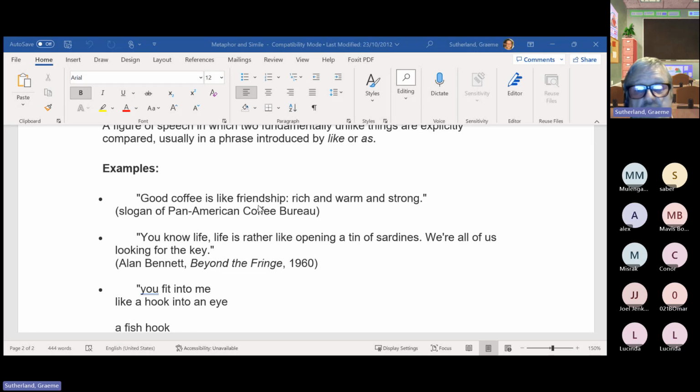You could say good coffee is rich and warm and strong. But they've said good coffee is like friendship, rich and warm and strong. Now, is coffee warm in the same way that friendship is warm? Is coffee rich like friendship is rich? Yeah, because it's the same things like a friendship, warm and strong. When you drink coffee, even the taste of it is strong, and it is warm as well. So on one level, it's a good comparison.